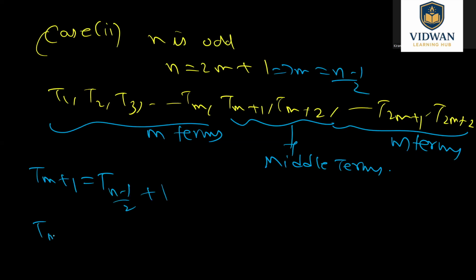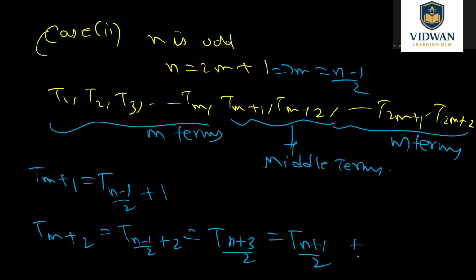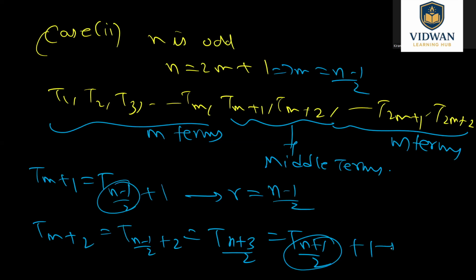And the other one is t(m+2). m + 2 means (n - 1)/2 + 2. That is the same as t((n + 3)/2) when you simplify, or it is also the same as t((n + 1)/2 + 1). So this looks like t(r+1) where this is the r value, and this also looks like t(r+1) where this is the value of r. So for finding the middle terms, you can just take r as (n - 1)/2 here and r as (n + 1)/2 and just use the general term formula.